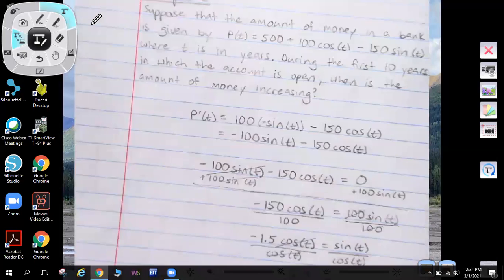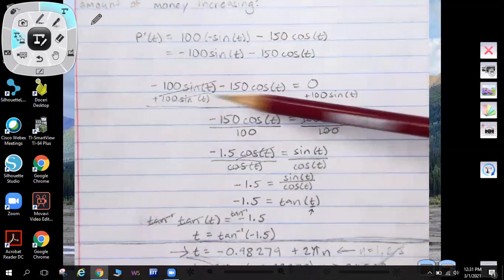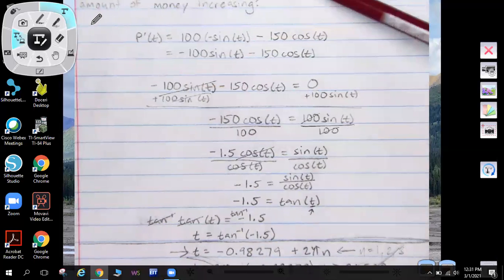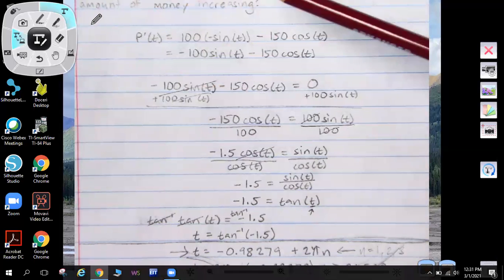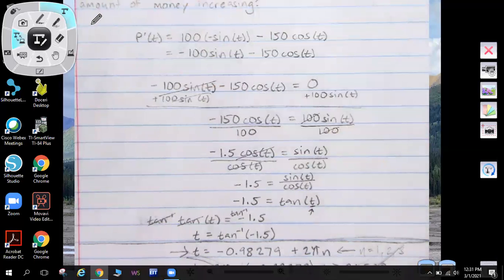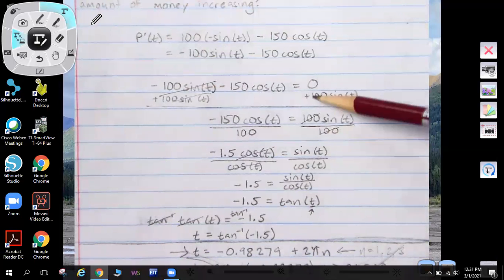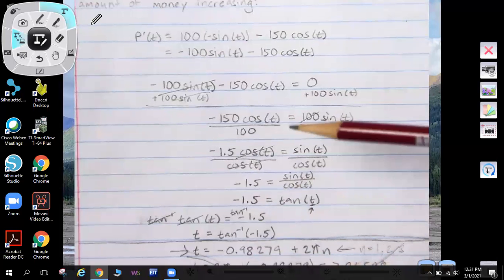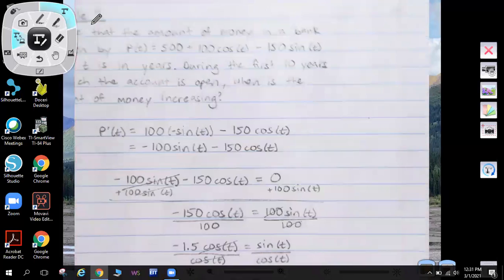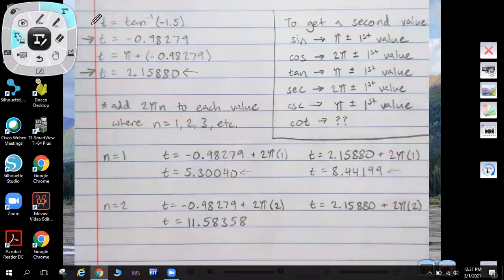If you go back to the work we did last time, we set the derivative equal to 0 to see when the money in the account is not changing. So our t values are the values that make the derivative equal to 0. That's going to give us the numbers to plot on our number line that then creates the intervals for us to test whether the derivative is positive or negative.